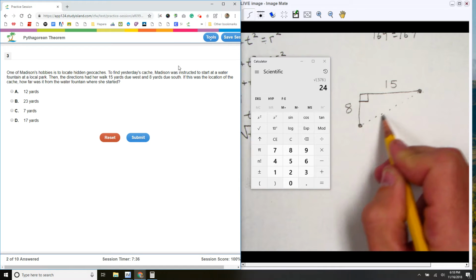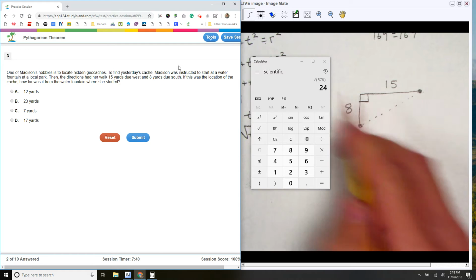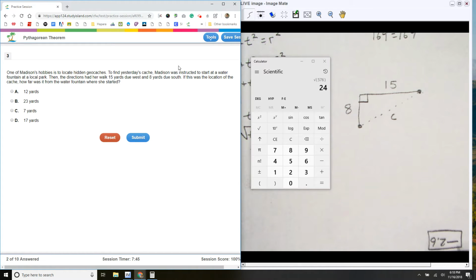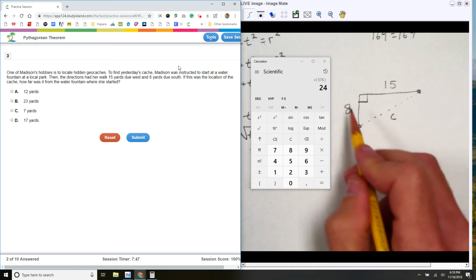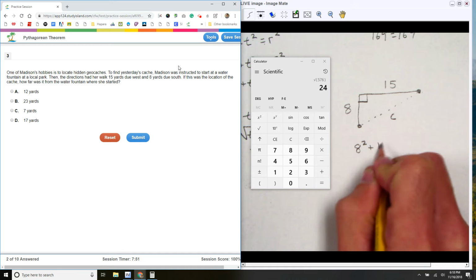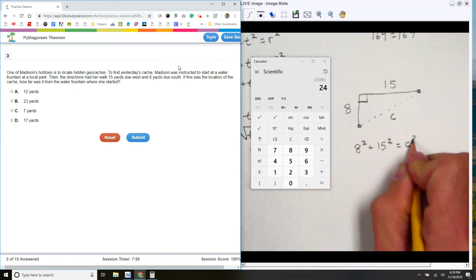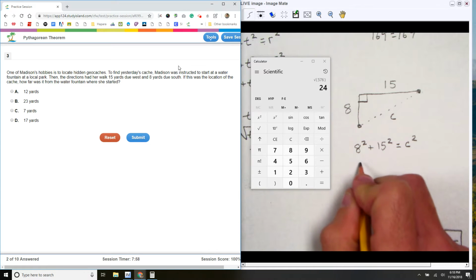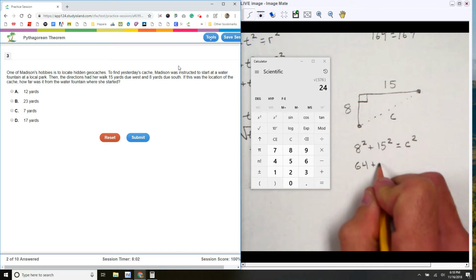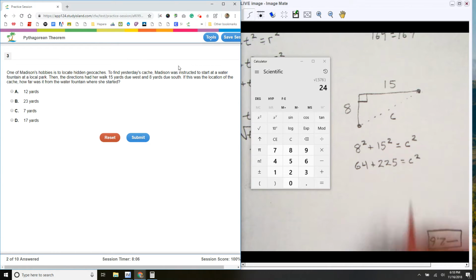And the distance away from where she started is the longest side of that right triangle. It's the hypotenuse, which we labeled C before. So I'll go ahead and label that C right now. So let's use the Pythagorean theorem. One leg times itself, plus the other leg times itself, is equal to the hypotenuse times itself. 8 times 8 is 64. 15 times 15 is 225. So those two together equal C squared.